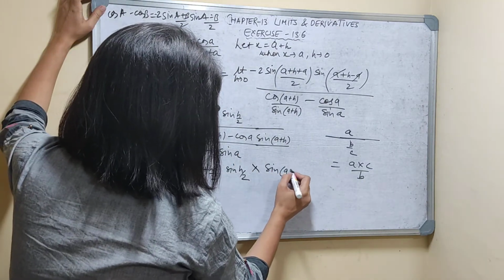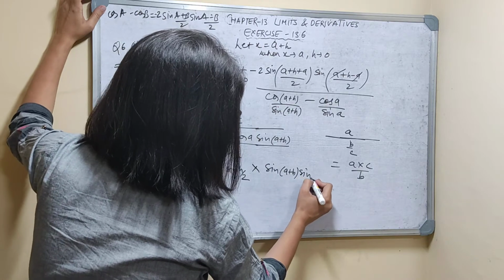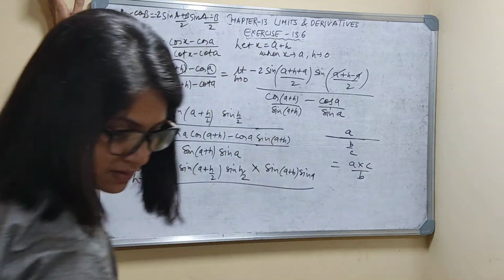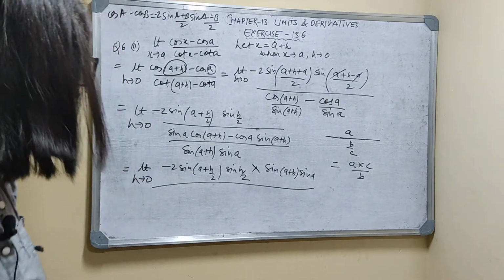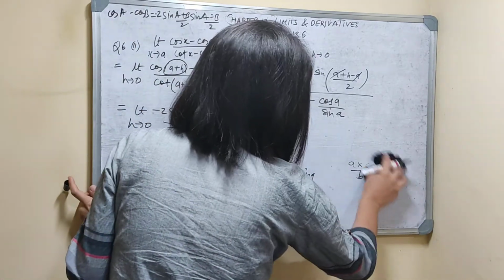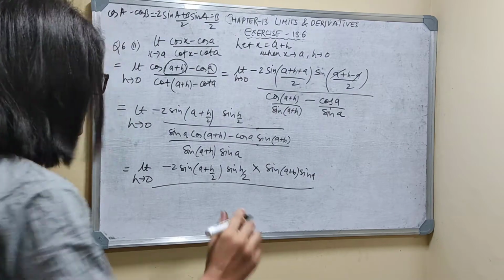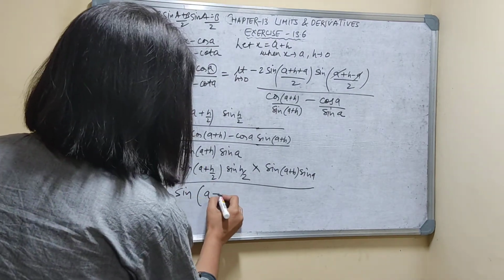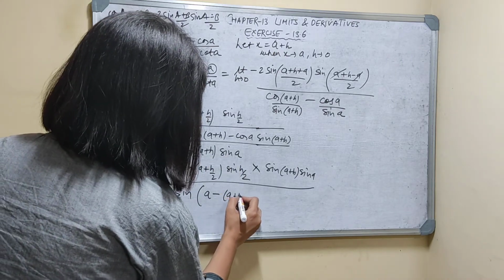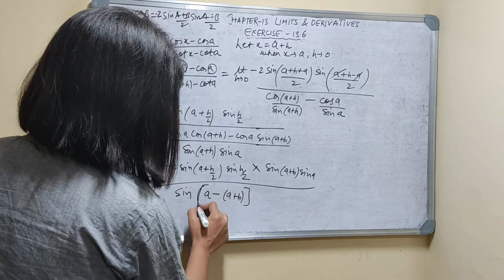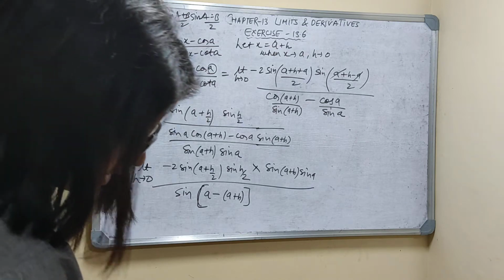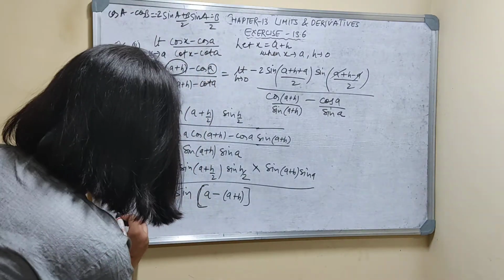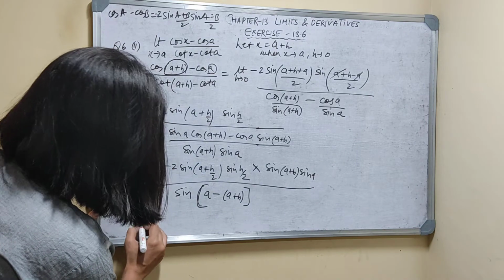Sin a plus h into sin a, I am writing upon sin a cos b minus cos a sin b. So you will get what? Sin a minus b. This is the formula of sin a minus b. So sin a is what? Small a minus b is what? A plus h. Sin a minus a plus h. Is it clear till here? No problem. Now limit h tends to 0.